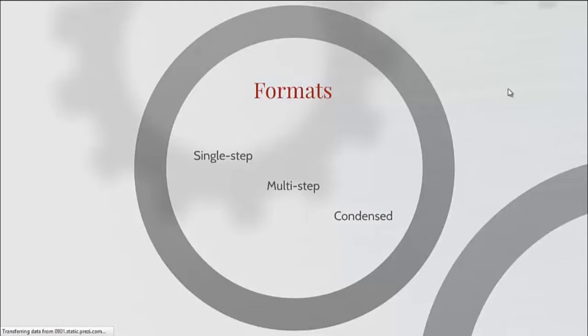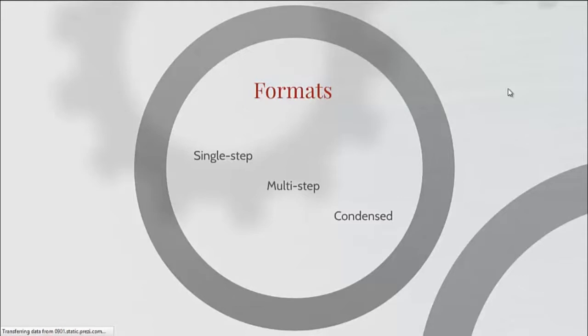Now, we've talked about, at least you should be familiar with the first two. Single step is where we have all of the revenues listed first, all the expenses listed next, and then we take the difference. We total up the revenues, total up the expenses. The difference is our net income or loss. That was kind of our first basic.